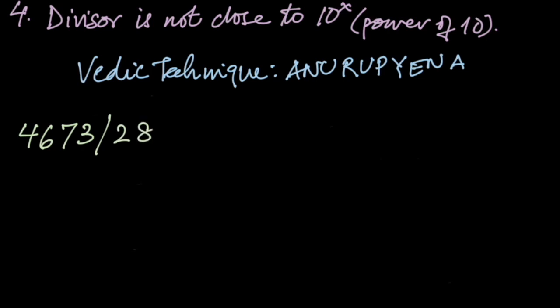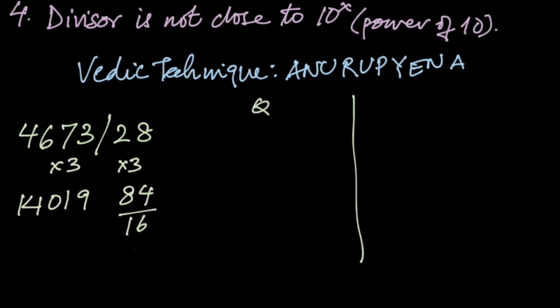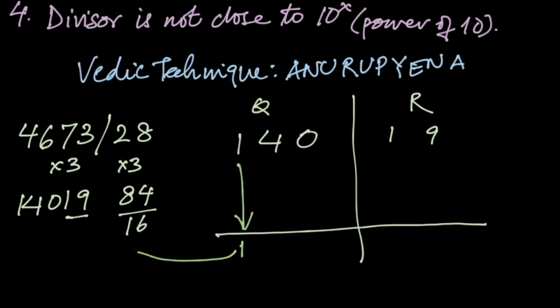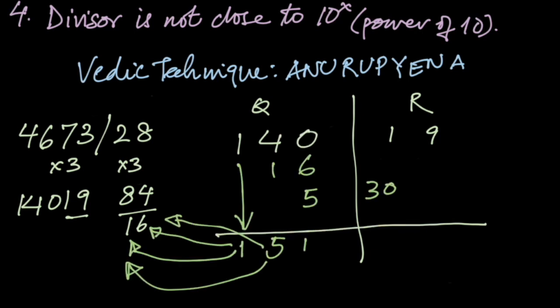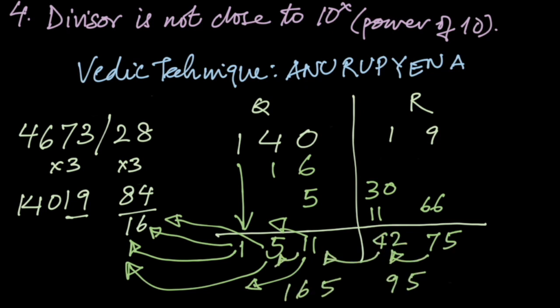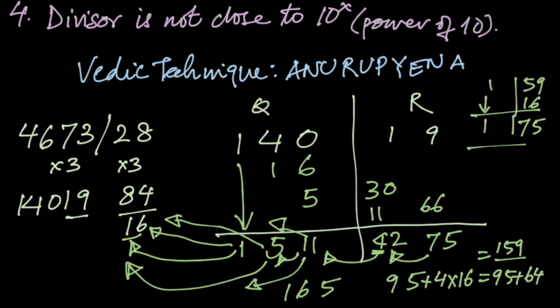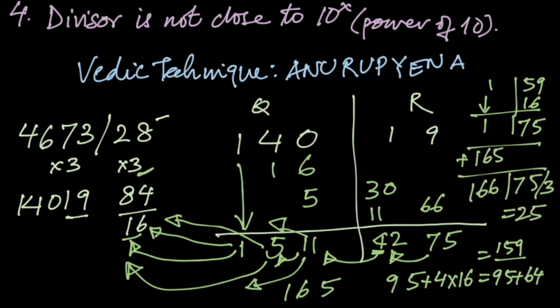So 28 is not close to any power of 10. So we will multiply it by 3 to make it 84, which is 16 less than 100, and we will follow the Nikhilam Sutram. Now we have to divide 75 by 3 because we had multiplied 28 by 3. So the answer is 166 quotient, 25 remainder.